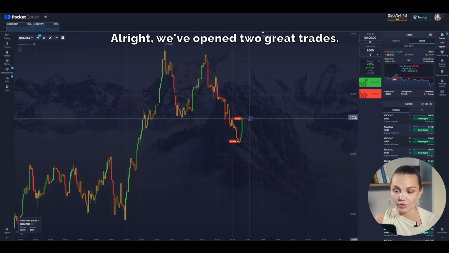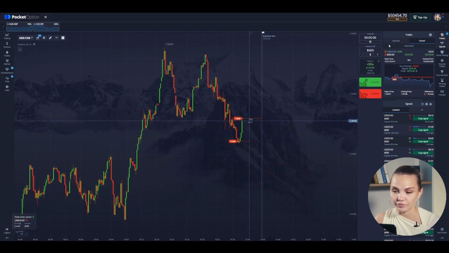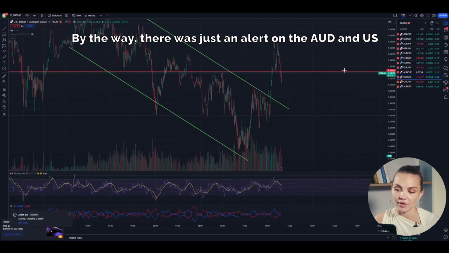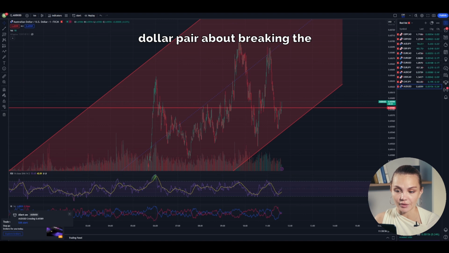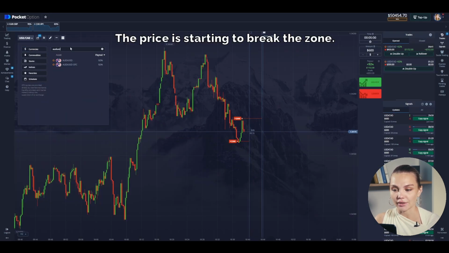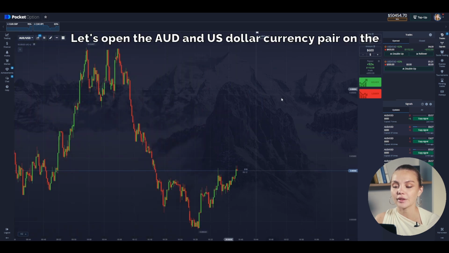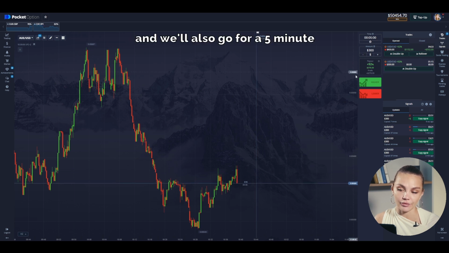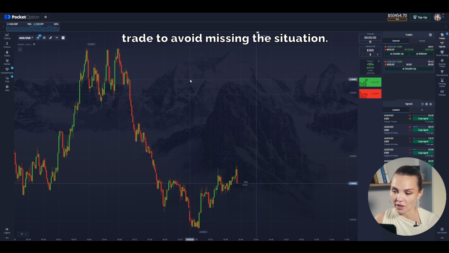Alright, we've opened 2 great trades. By the way, there was just an alert on the Australian and US dollar pair about breaking the resistance zone. The price is starting to break the zone. Let's open the Australian and US dollar currency pair in the trading platform in the same way. And we'll also go for a 5-minute trade to avoid missing the situation.